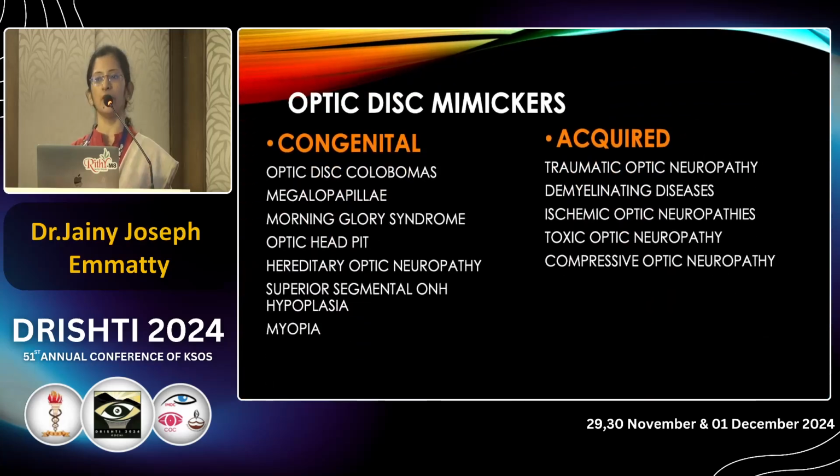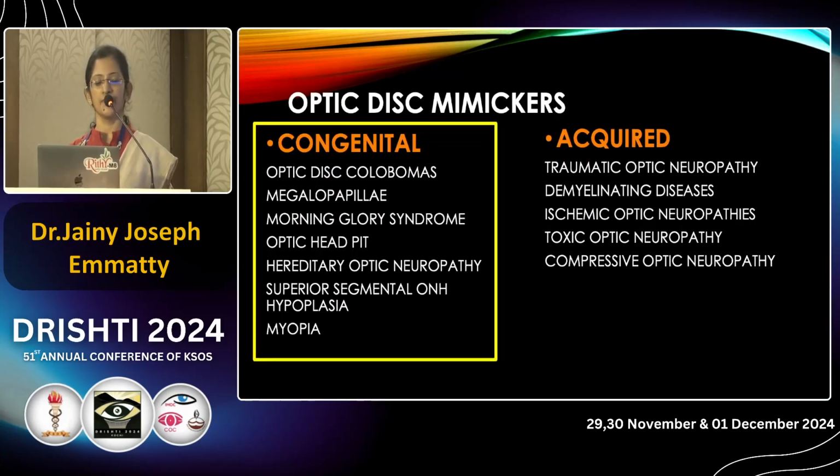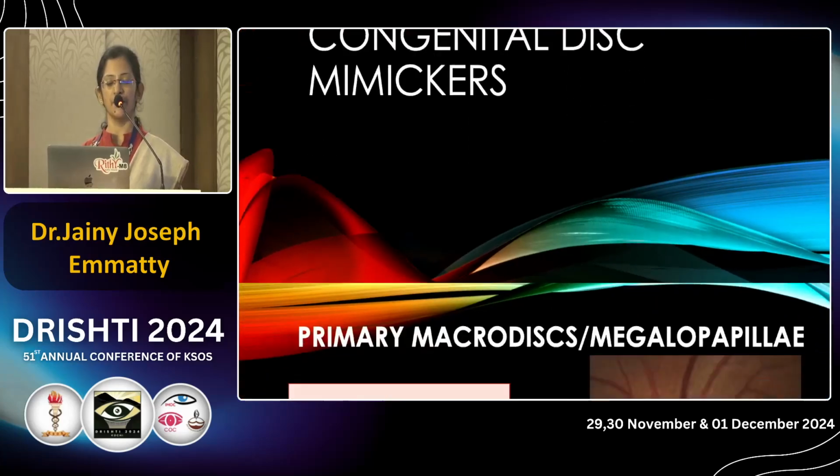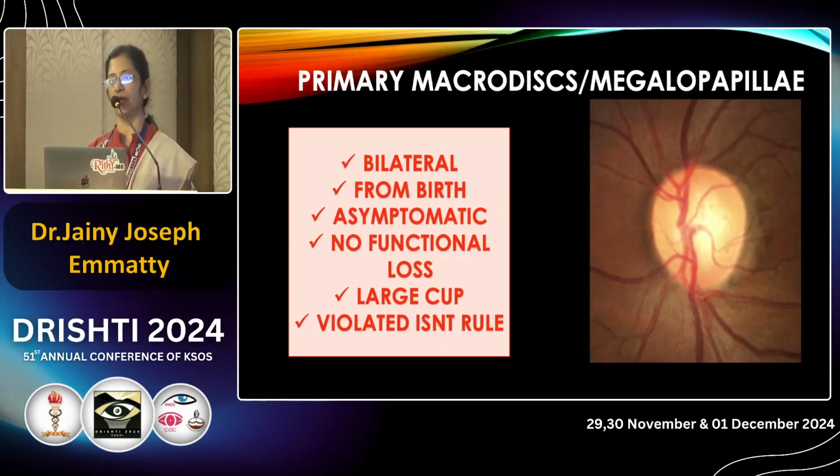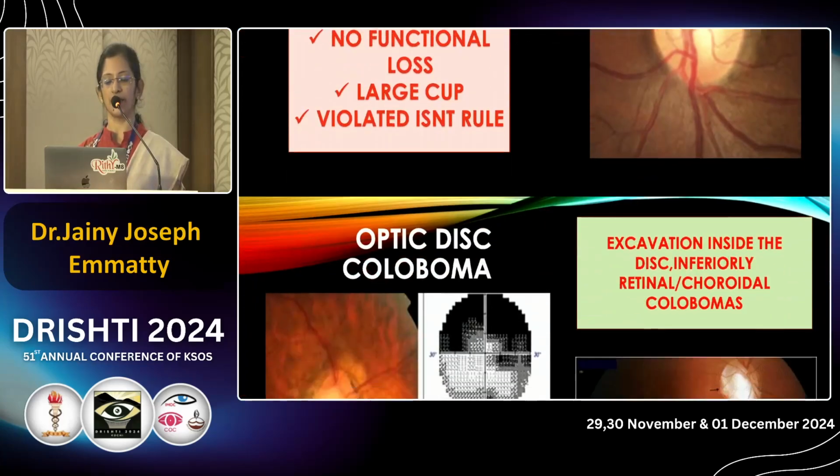So what are our optic disc mimickers? We have a few congenital conditions which mimic glaucoma and a few acquired conditions. We'll go into each condition. First, the congenital disc mimickers. One is the primary macro disc. This is megalopapillae. Usually the disc is very big, usually bilateral from birth, and asymptomatic. There is no functional loss. The cup will be very big, within the ISNT rule, and dilated. So these are primary macro discs, which are not glaucomatous.